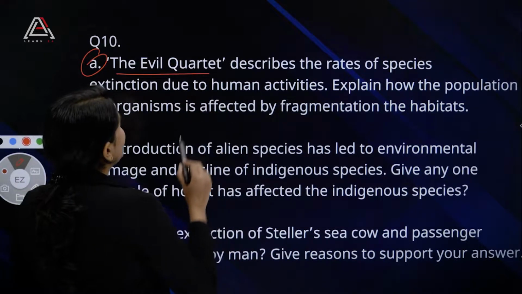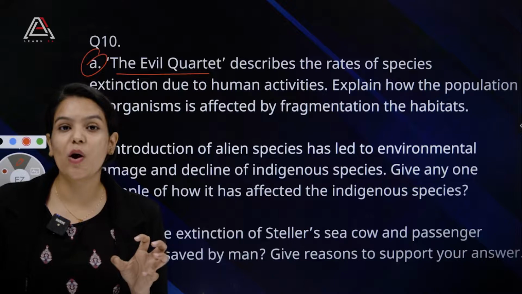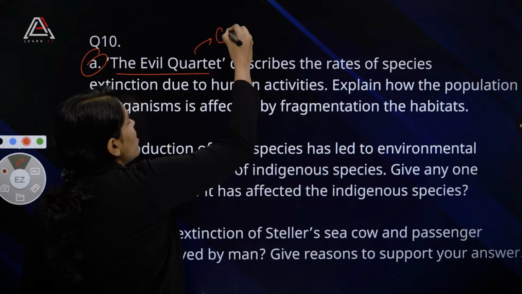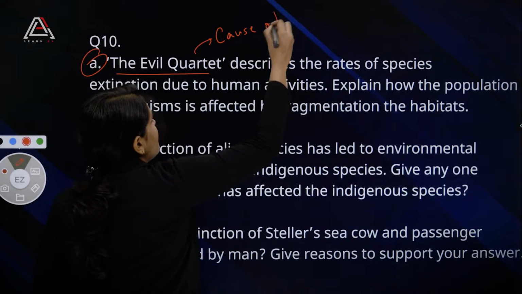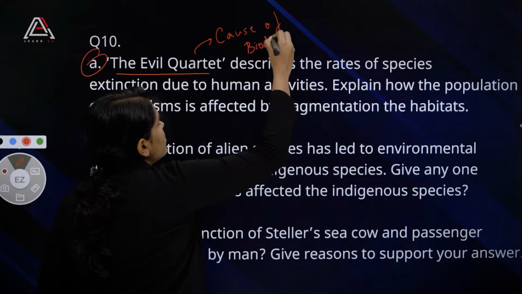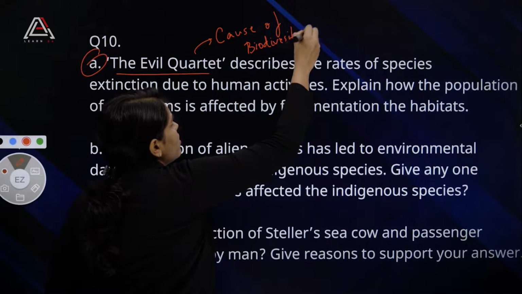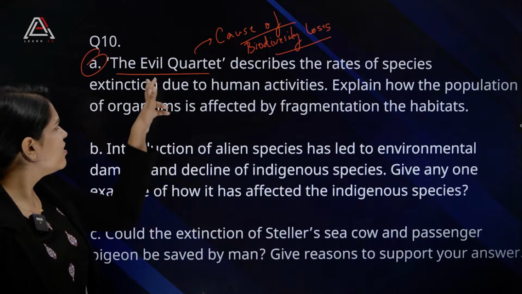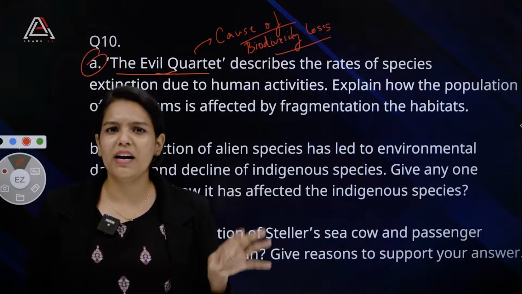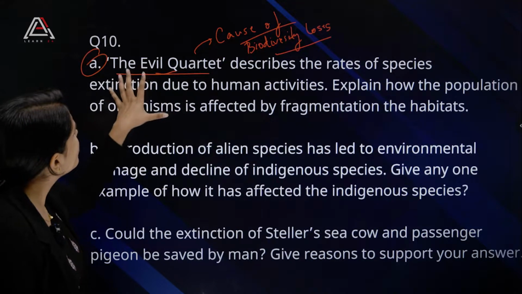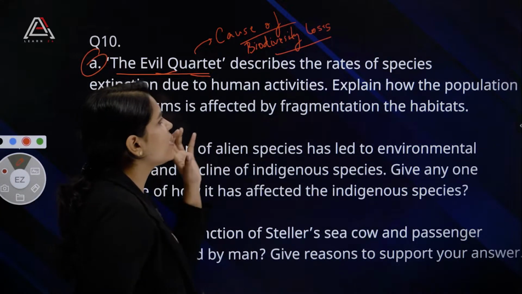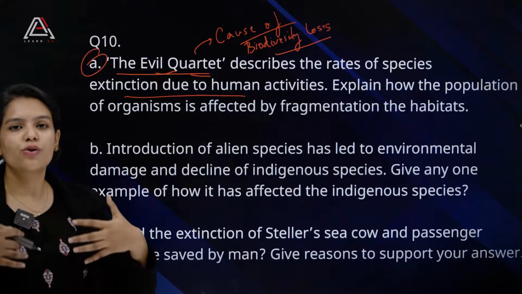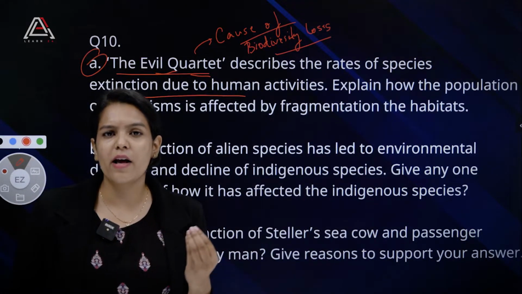So here they're talking about the evil quartet. What was the evil quartet? Evil quartet is the nickname which is given for the causes of biodiversity loss. You have studied in the chapter biodiversity, right? So here the question says the evil quartet describes the rate of species extinction due to human activities.